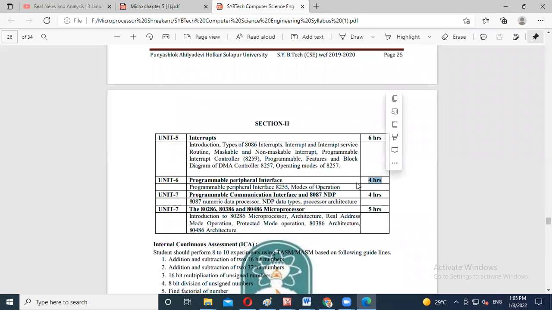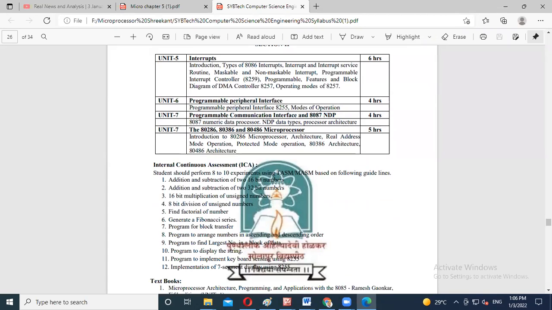So 1 week I will cover this unit number 6, the smallest unit out of the 8 units. This is the smallest one, I have to cover within 1 week. And this unit number 7 also is again 4 hours. This one also I have to cover in only 1 week. That is also more than enough, 4 hours. In that also only 2 topics, 8087 and NDP data types of 8087. And for the last unit, again, I will take 1 more week.